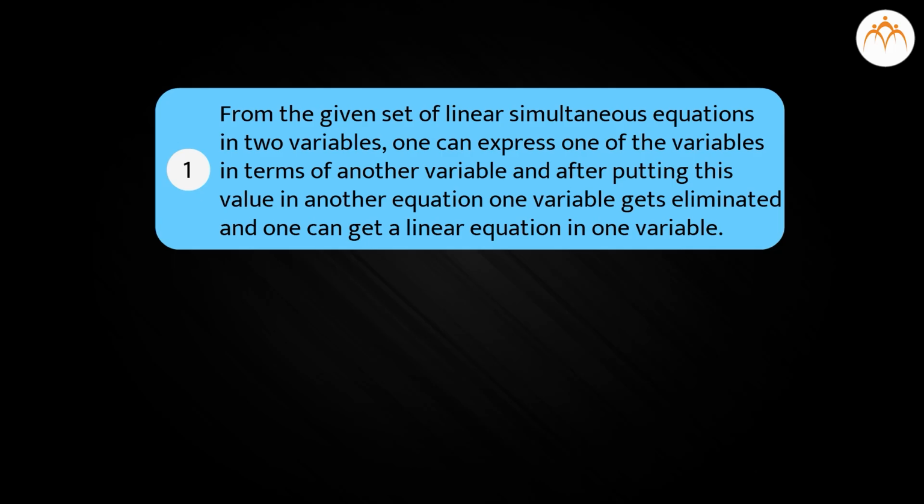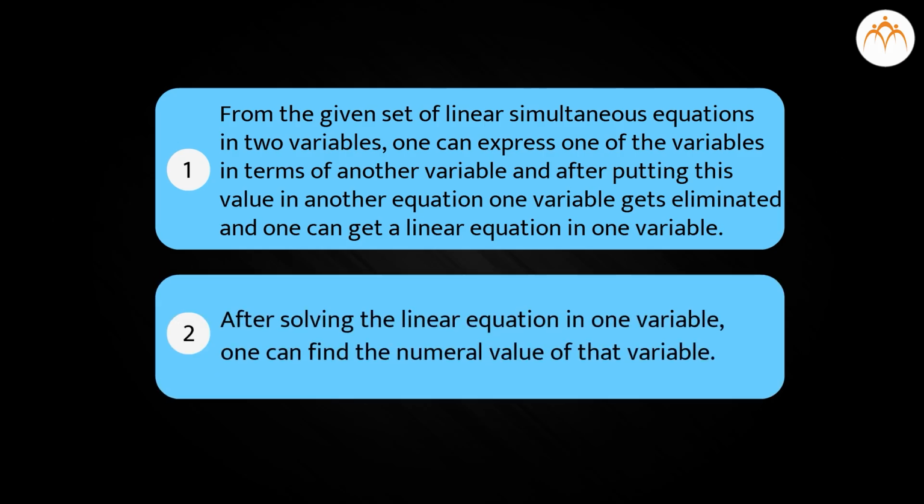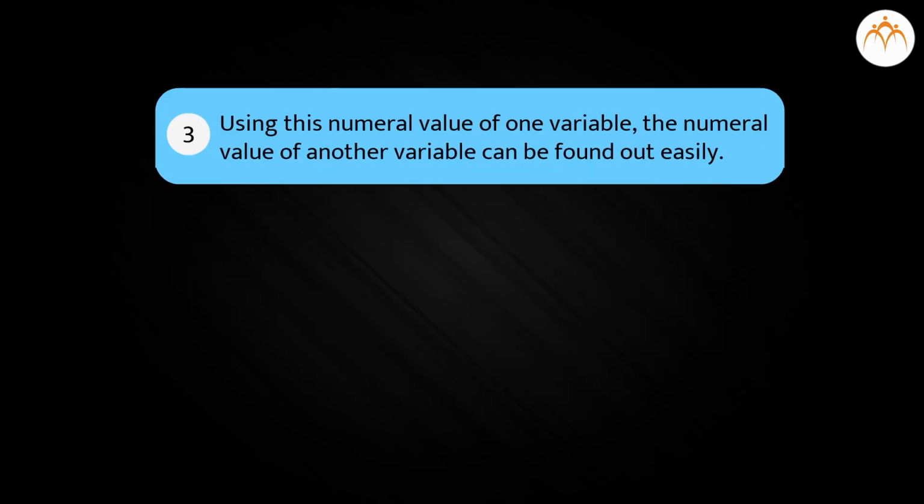From the given set of linear simultaneous equations in two variables, one can express one of the variables in terms of another variable, and after putting this value in another equation, one variable gets eliminated and one can get a linear equation in one variable. After solving the linear equation in one variable, one can find the numeral value of that variable. Using this numeral value of one variable, the numeral value of another variable can be found out easily.